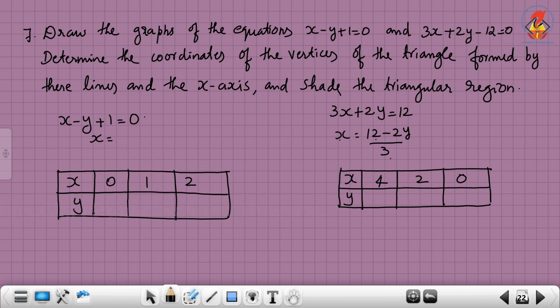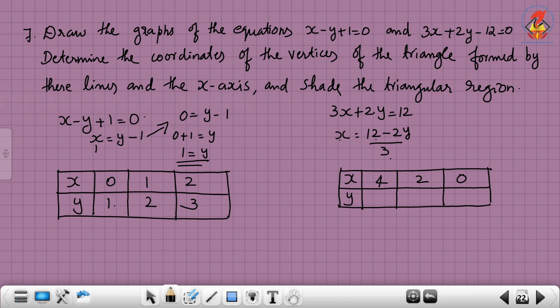X is equal to y minus 1. X equal to 0, y equal to 0 plus 1, that is 1. Next, x equal to 1, y equal to 2. Next, x equal to 2, y equal to 3. For x equal to 0, 0 equal to y minus 1, then 0 plus 1 equal to y, that is y equal to 1. Same way, you can find out the other values also.